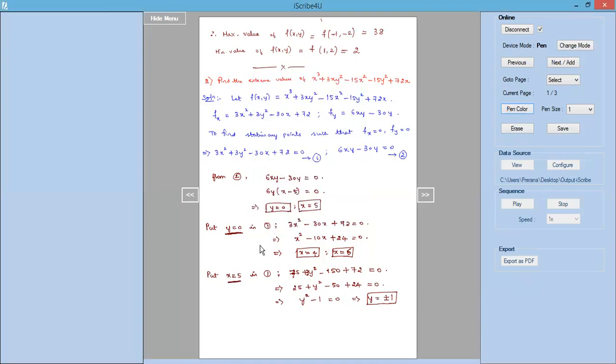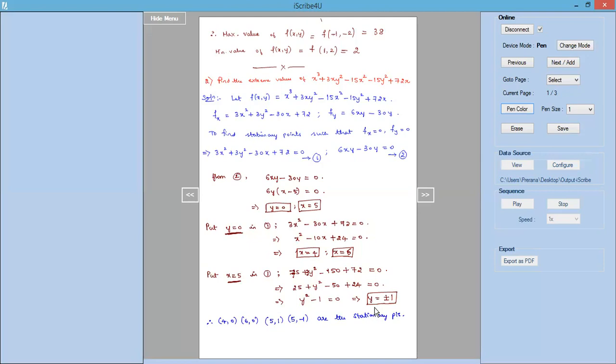So from the first one, y is equal to 0, we had got x is equal to 4 and 6. When we substituted x is equal to 5, we got y is equal to plus 1 and minus 1. So together, we can group the 4 stationary points and write them down: 4, 0, 6, 0, 5, 1, 5, minus 1 are the stationary points. So these are the stationary points for us.